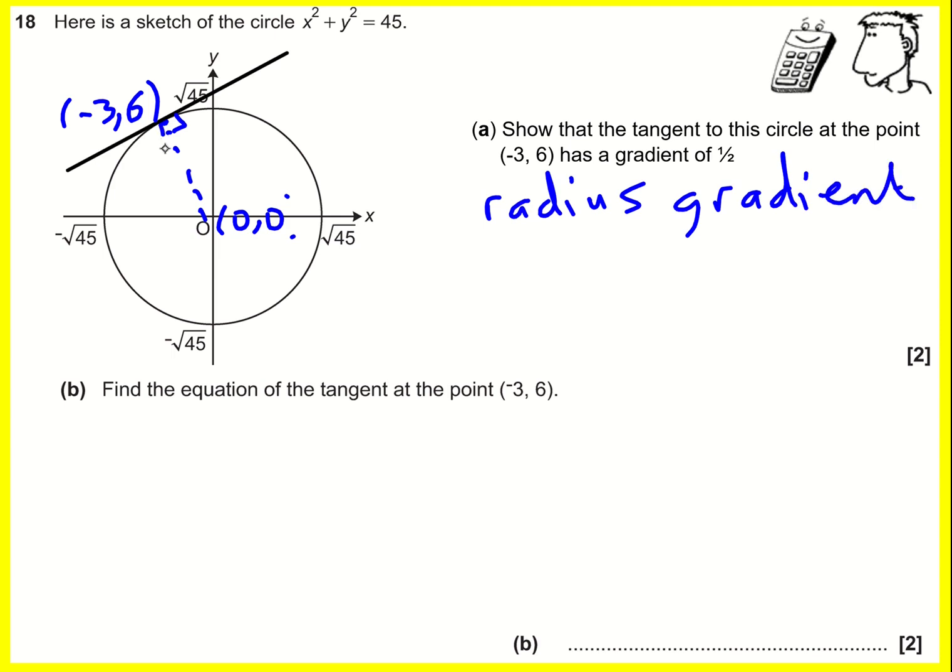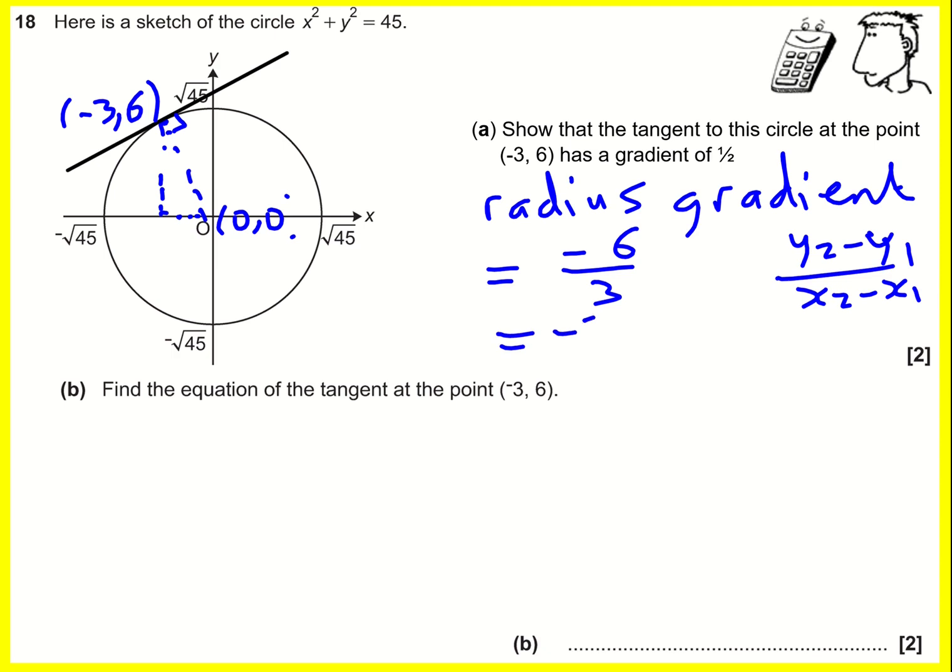I can imagine drawing a triangle. It's going to be a negative gradient. If I start here, then I'm going to go down 6, and I'm going to go along 3. You might use y2 minus y1 over x2 minus x1 if you like, but I've done it diagrammatically, and that's going to give me -2.